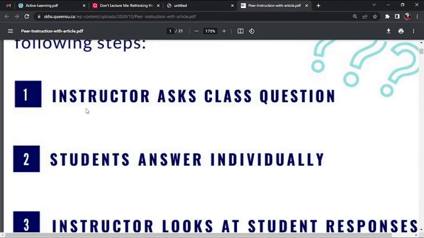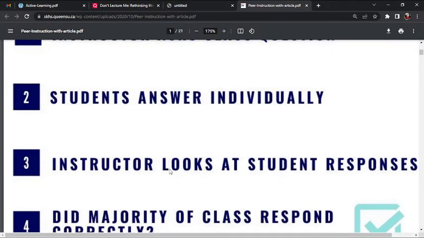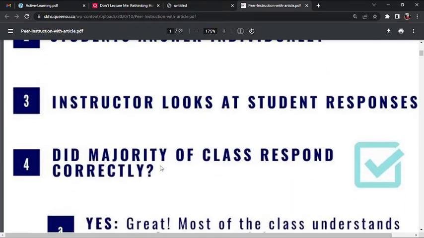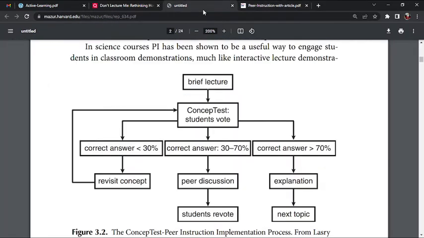After the instructor has asked the class a question, students answer individually, or students vote, as we have seen in the pictorial. Now, the instructor will go ahead and look at the student responses. After looking at the student responses, did a majority of the class respond correctly? And when we talk about a majority of the class responding correctly, we are at this level.